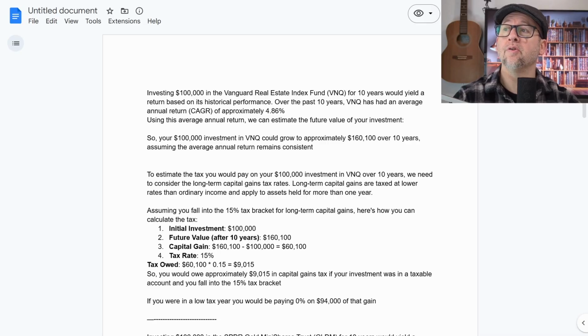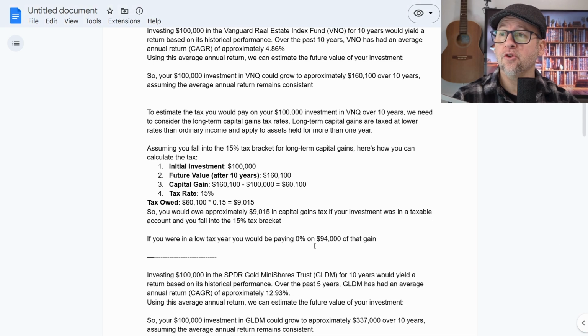One is investing $100,000 in VNQ, the Vanguard Real Estate Investment Trust. So let's say we invest in VNQ for 10 years. It would yield a return based on historical performance over the 10 years of 4.86%. So your $100,000 investment in VNQ would grow to approximately $160,000 in 10 years, okay? Assuming the average annual return remains consistent.